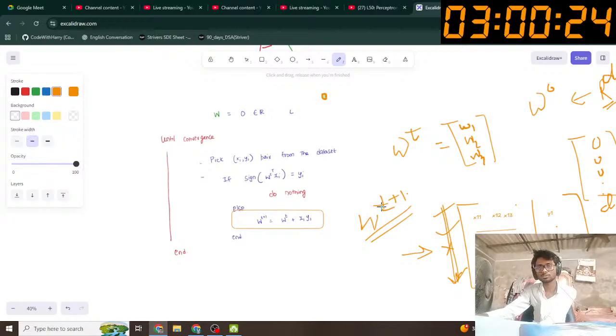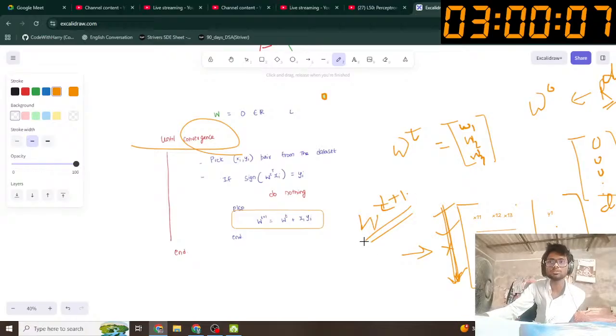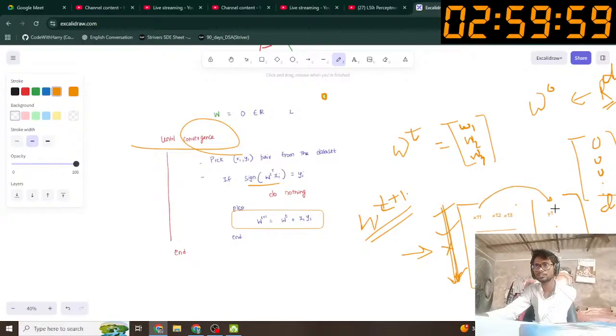If we are able to get a wt plus 1 which classifies all the points correctly, then we will say that the algorithm has converged. I am repeating, if we are able to find any w which classifies all the points correctly, that is, this expression value is the same as that of yi, then we will say that the algorithm has converged. Otherwise, this algorithm will never converge, right?